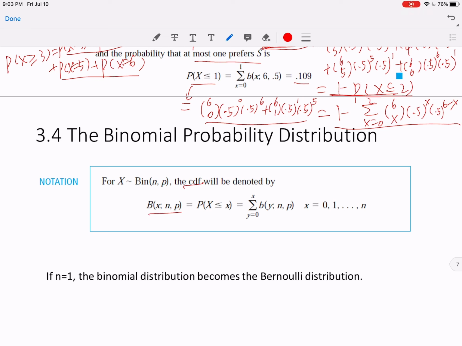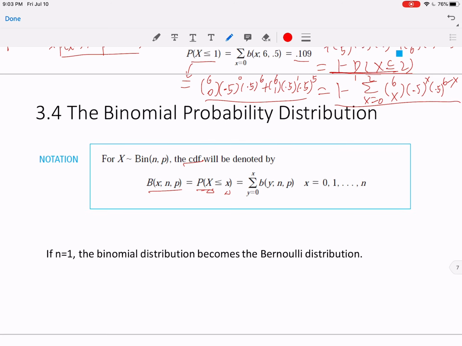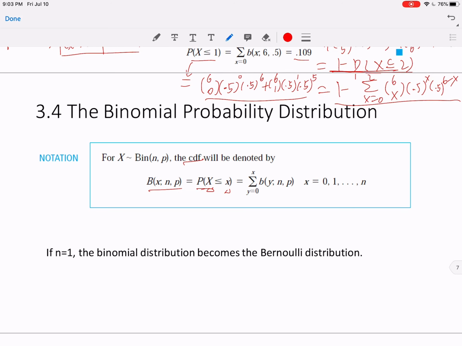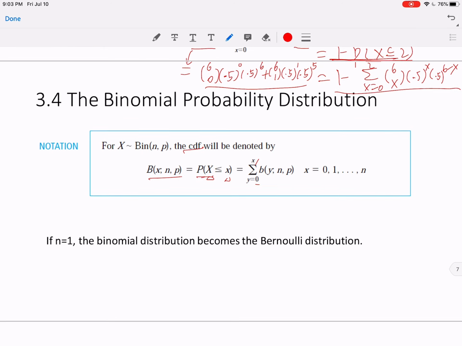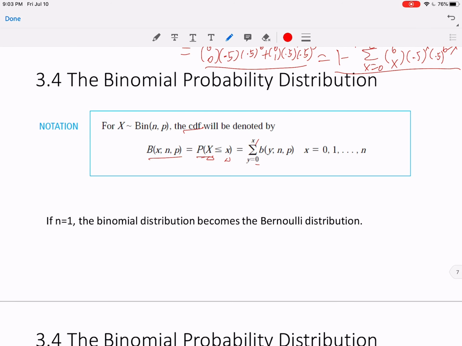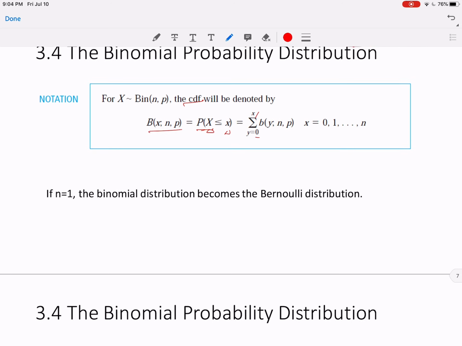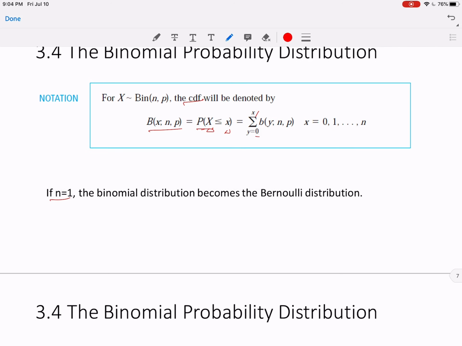We know that the CDF is equal to the probability that X is less than or equal to the little x. That means that would be equal to the sum of all probabilities, y from 0 to x. Okay, this is pretty much the same idea as what we went over in 3.2. Actually, there is a special case. If n is equal to 1, the binomial distribution becomes the Bernoulli distribution.